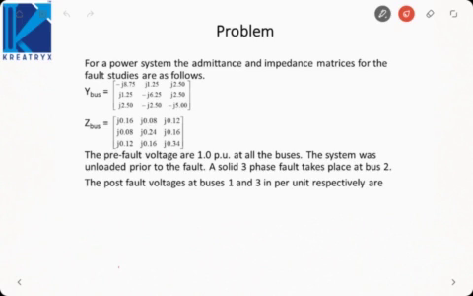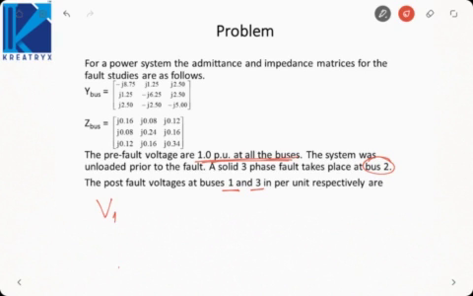Now let us look at a problem. It is saying for a power system, the admittance and impedance matrix for fault studies are given as follows. We know the pre-fault voltage at all the buses, that is V1, V2, V3. The system was unloaded prior to the fault, that is no load condition. A solid three-phase fault takes place at bus number 2. We need to find the post-fault voltage at 1 and 3.